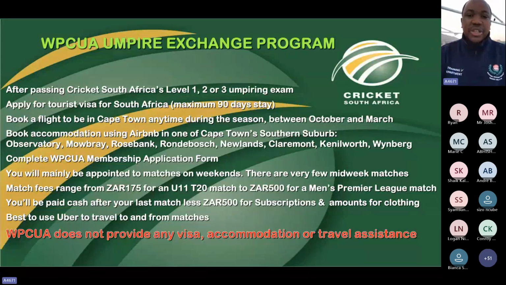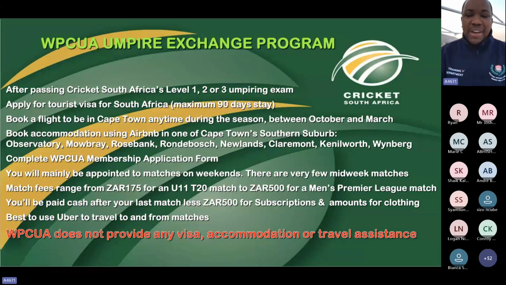You will be paid cash after your last match here in Cape Town, less 500 rands for the WPCUA membership, and also any clothing that you would have received from us will be deducted from your match fees. Please note once again that WPCUA does not provide any visa, accommodation, or travel assistance. The video of Daitram will give you all the details that you will need to organize your trip yourself. Or if you need any more information, I can give you Daitram's details for him to help you with the process of applying for a visa to come to South Africa.